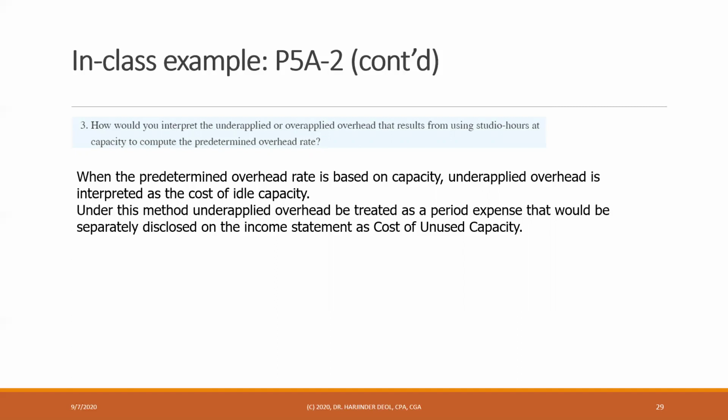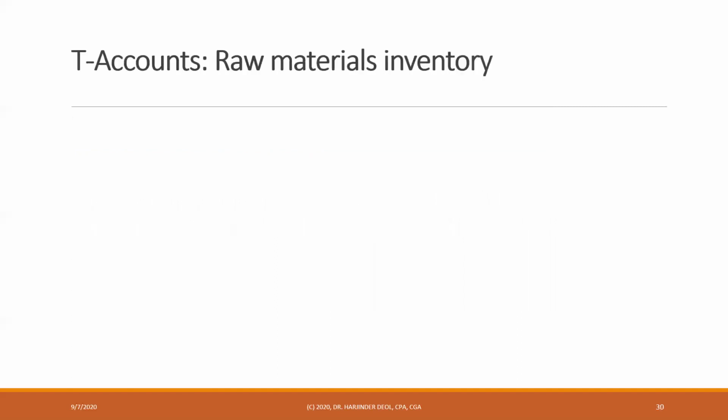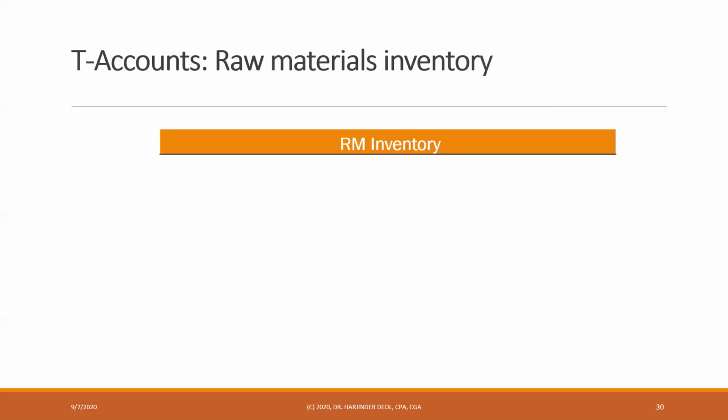Okay, now we're going to take a closer look at the key accounts. First up, raw materials inventory. Raw materials inventory is an asset account. Assets will have balances, so we will have a beginning balance for raw materials inventory. Assets are debits, so the beginning balance for raw materials inventory you will put on the debit side of the T account.